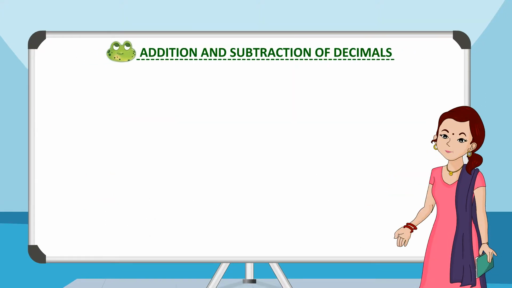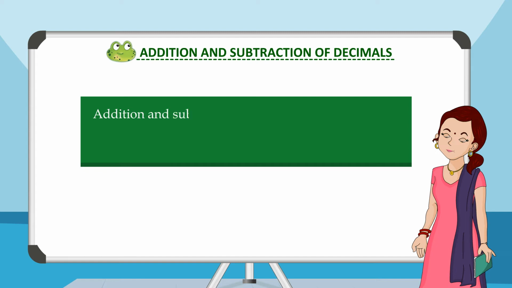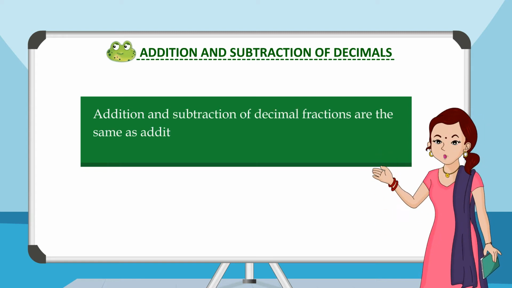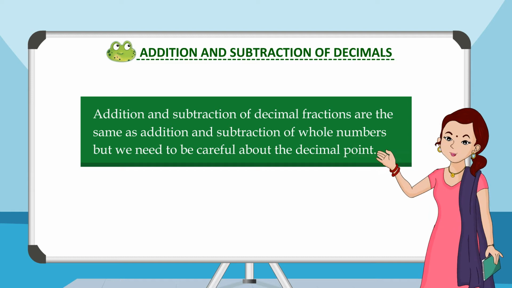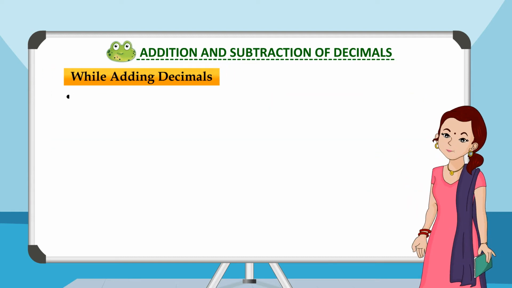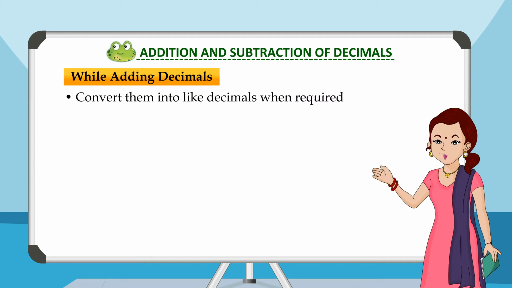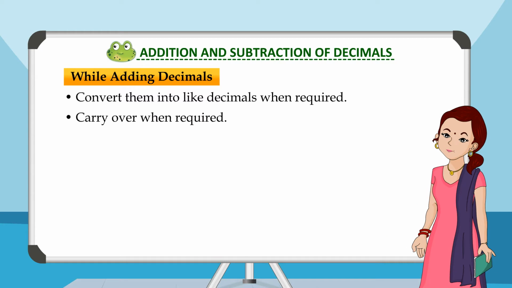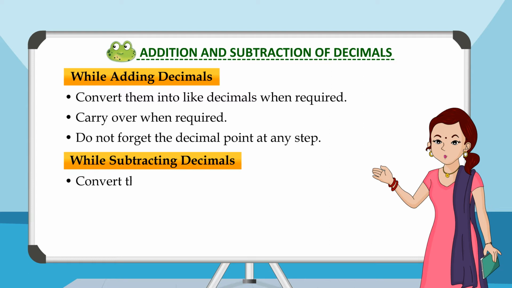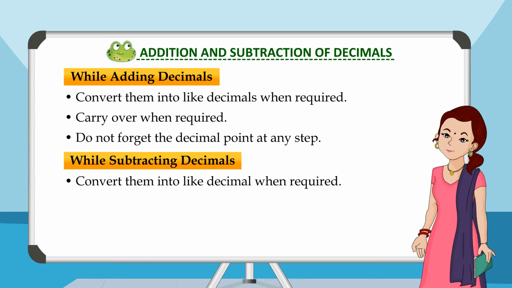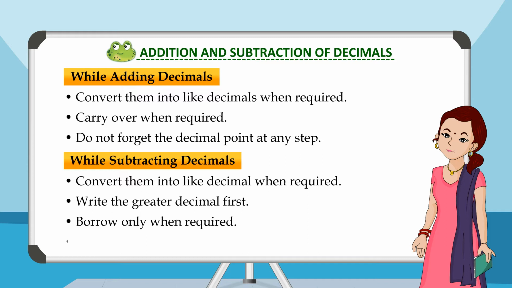Addition and subtraction of decimals. Addition and subtraction of decimal fractions are the same as addition and subtraction of whole numbers, but we need to be careful about the decimal point. While adding decimals, convert them into like decimals when required. Carry over when required. Do not forget the decimal point at any step. While subtracting decimals, convert them into like decimals when required. Write the greater decimal first. Borrow only when required. Do not forget the decimal point at any step.